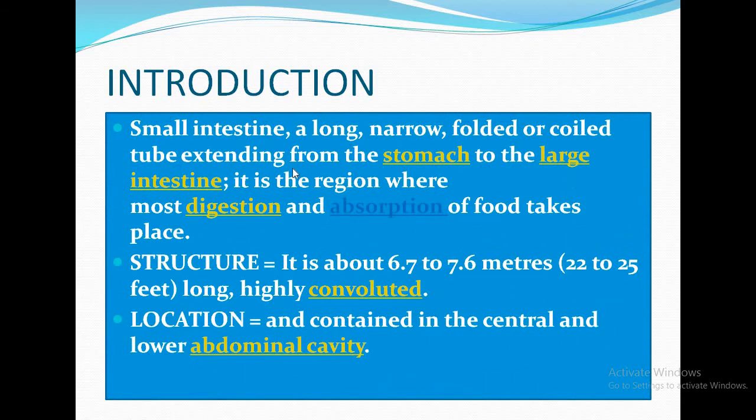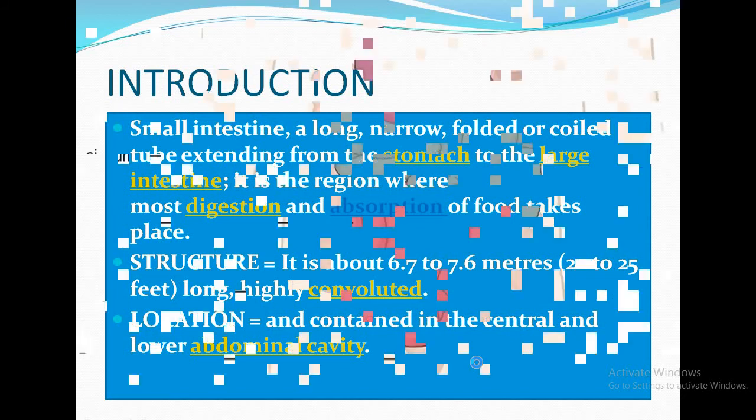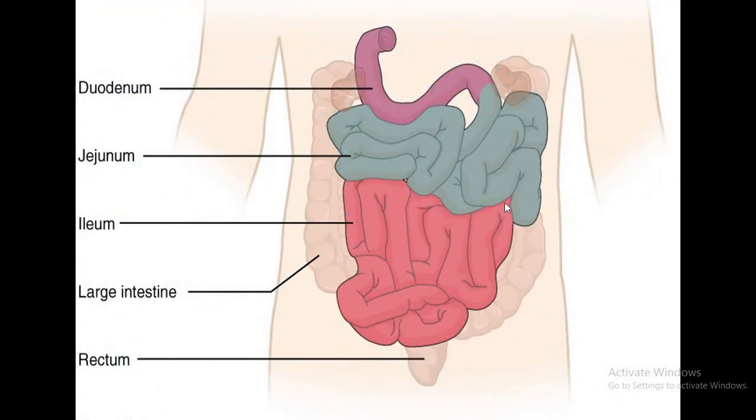So the small intestine's structure is a long, narrow, folded or coiled tube-like structure which extends from the stomach to the large intestine. It is the region where most of the digestion is getting completed and the absorption of food also takes place. It is 6.7 to 7.6 meters long and highly convoluted. Location: it is present in the central lower abdominal cavity. So this is the small intestine.